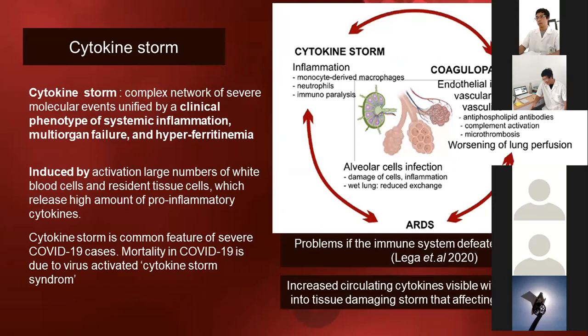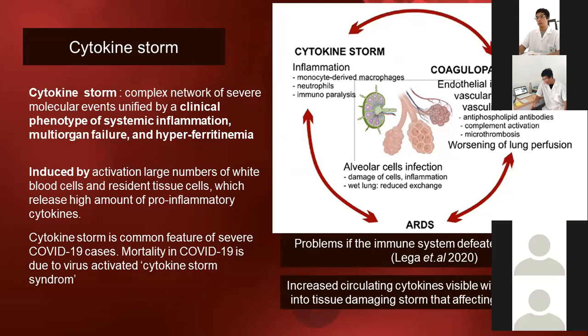And then this is about the cytokine storm. Cytokine storm is a complex network of several molecular events unified by a clinical phenotype of systemic inflammation, multi-organ failure, and hyperferritinemia. It is induced by activation of a large number of white blood cells and resident tissue cells, which release high amounts of pro-inflammatory cytokines. Cytokine storm is a common feature of several COVID-19 cases. Mortality in COVID-19 is due to the virus-activated cytokine storm syndrome.